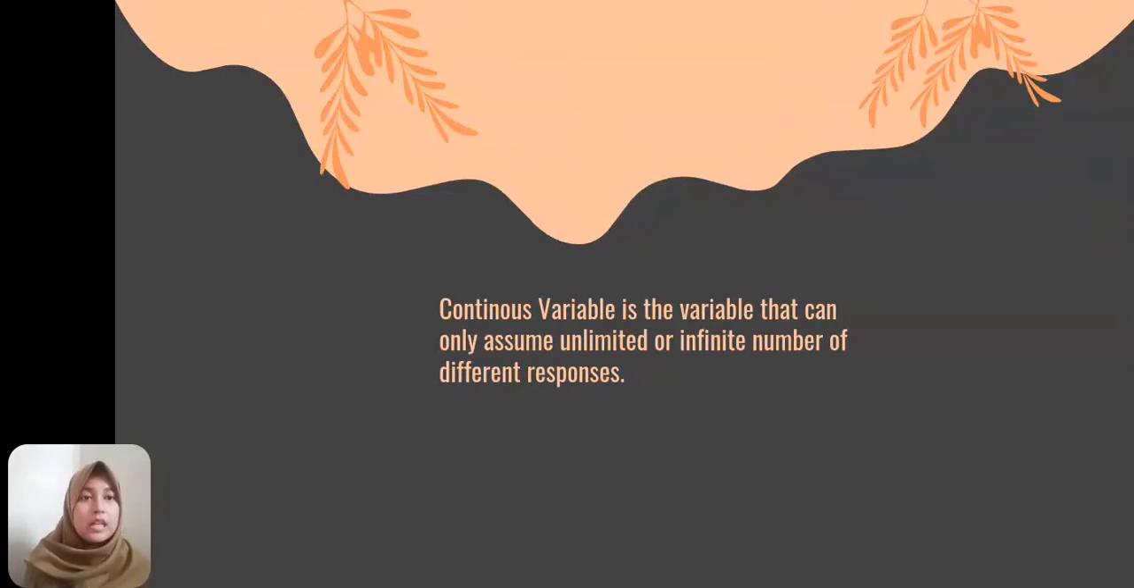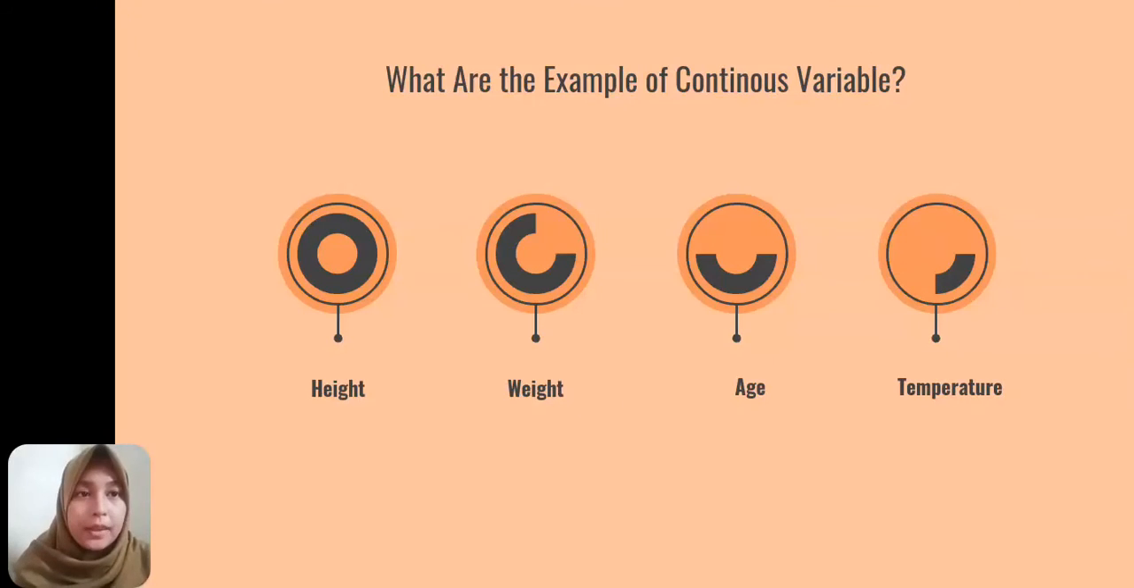Continuous variable is the variable that can only assume unlimited or infinite number of different responses. So it means that continuous variable is represented by unlimited number. What are the examples of this variable? Here we have 4 examples of continuous variable. They are height, weight, age, and the last is temperature.